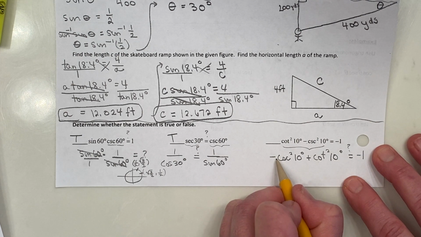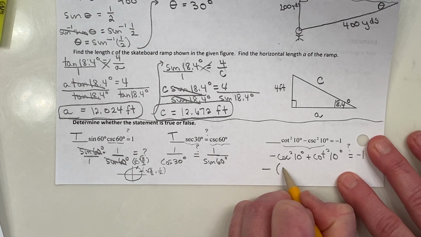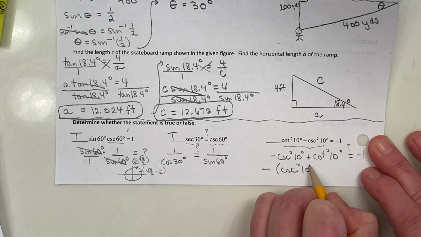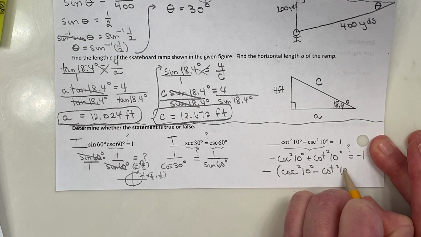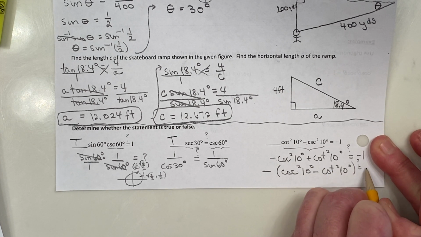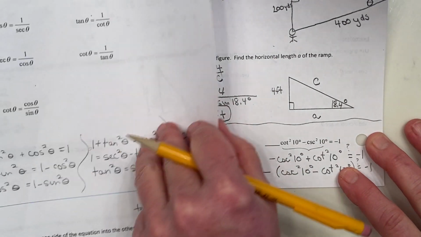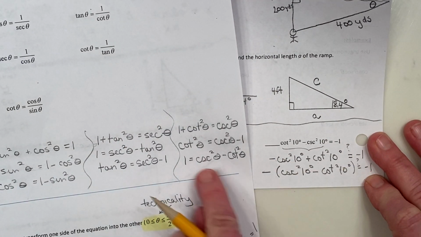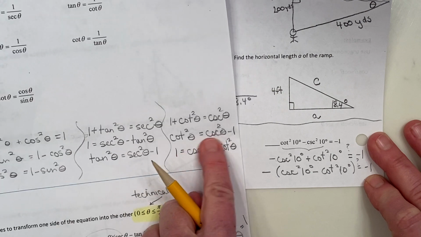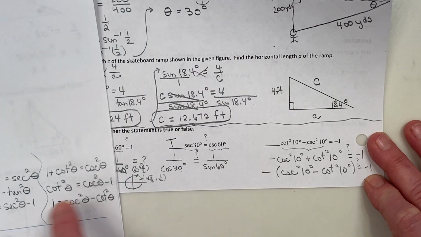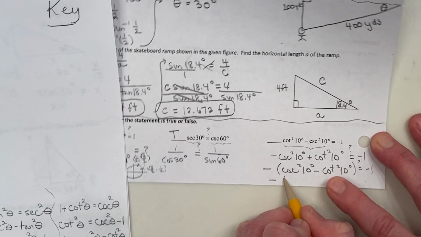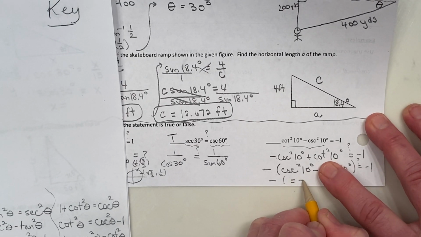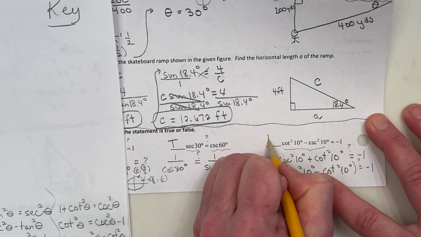I could factor out the negative here, change that to minus. I could go to my Pythagorean identities and go, okay, now I have exactly what this form is. So all of this can be replaced with a 1, but I do have that negative up front. So this is negative, this is 1 in here. Oops. So yes, that does equal negative 1. So that's true.